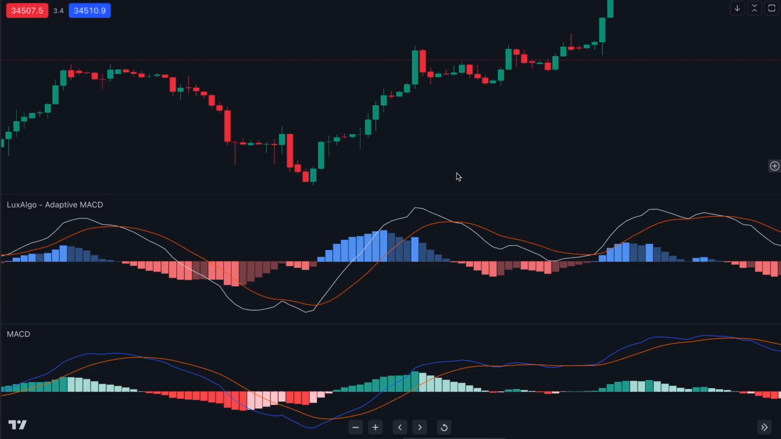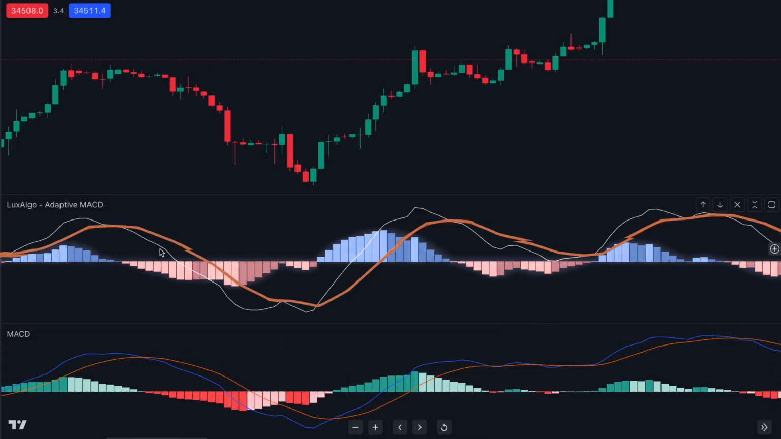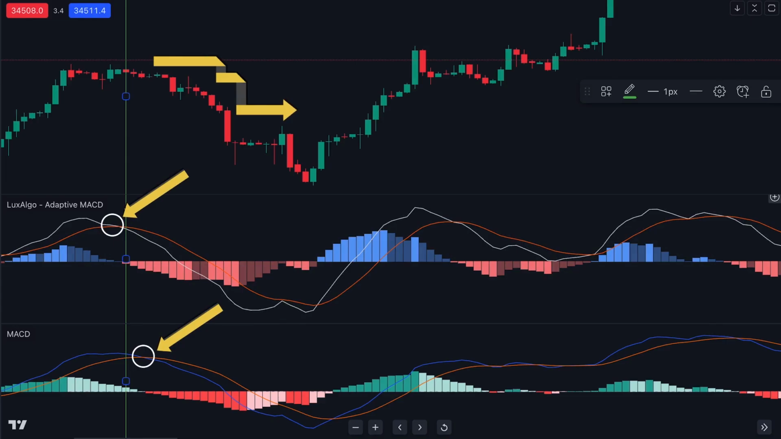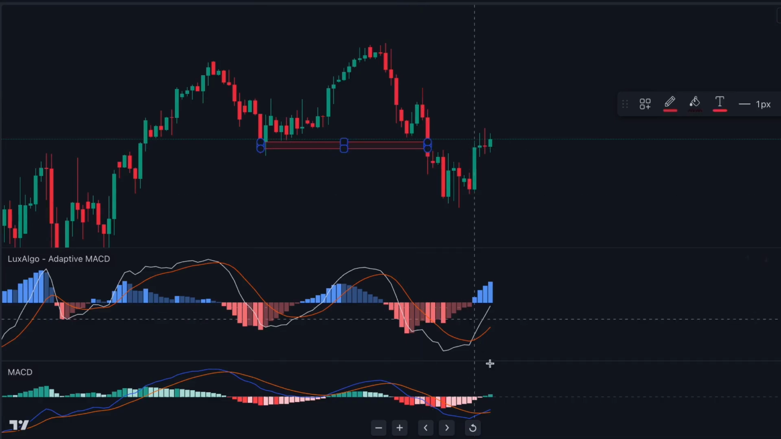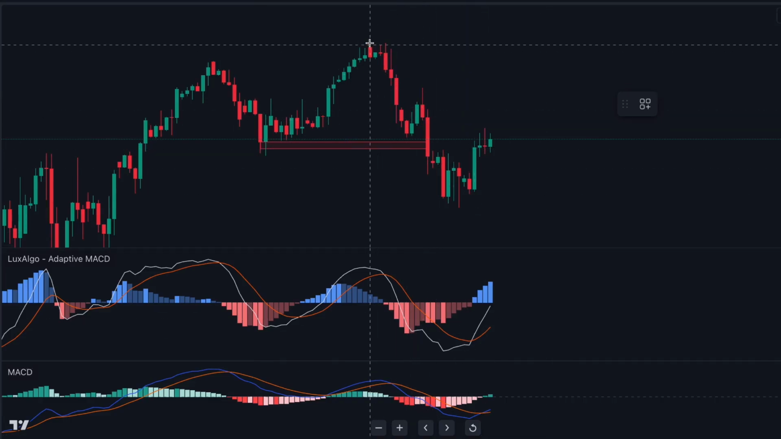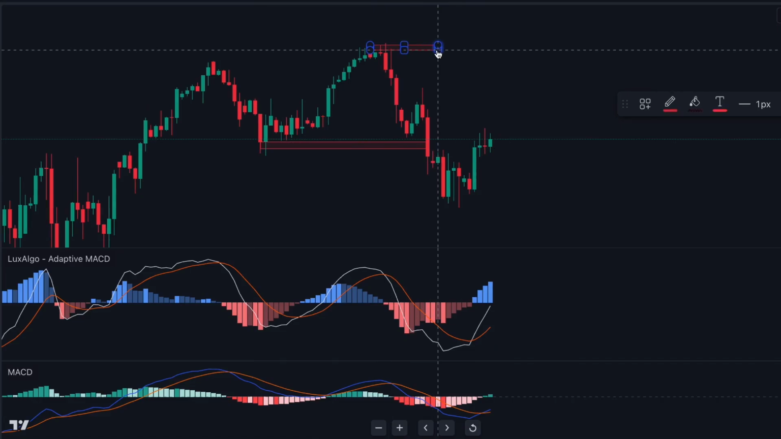When compared to the regular MACD, we can see once again that the adaptive MACD has all the same features as the traditional MACD. We have a signal line, histogram and MACD line. However, the adaptive MACD is far quicker at identifying trend changes. Here we can see that the market is in a bearish trend. A bearish trend is when a market makes lower lows and lower highs.